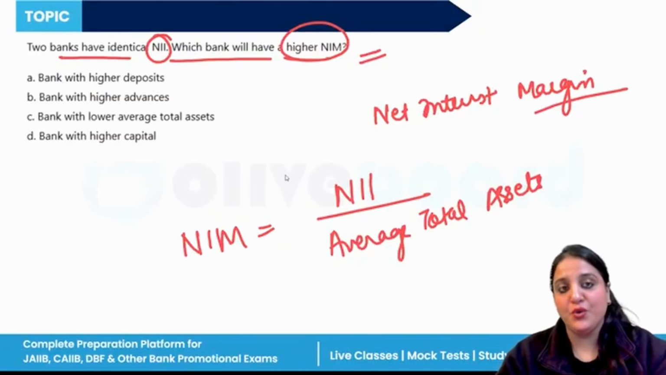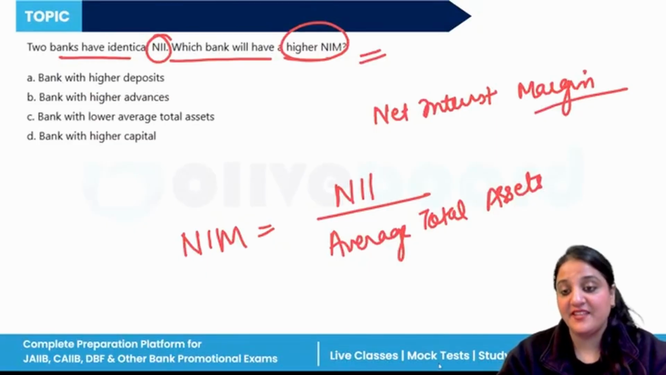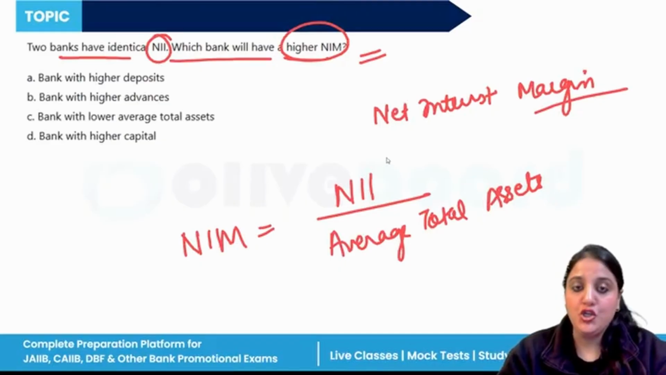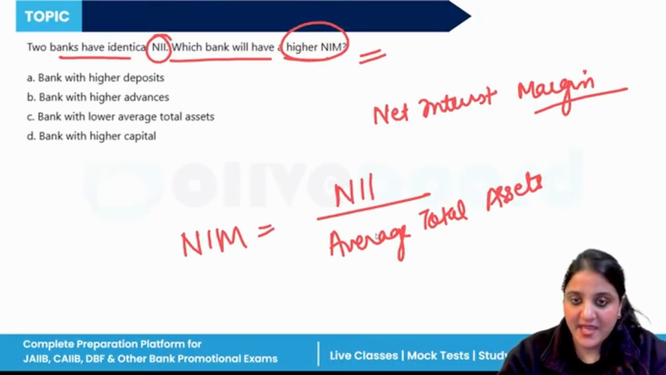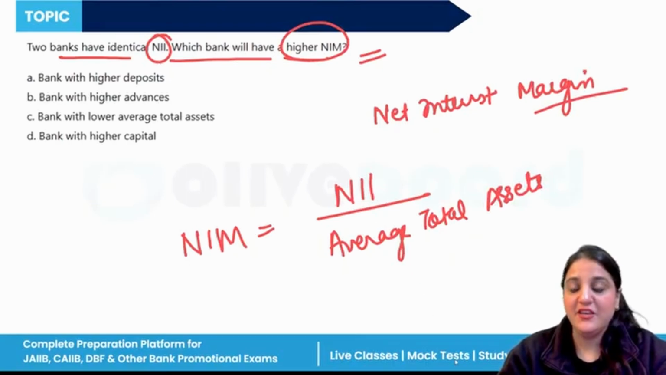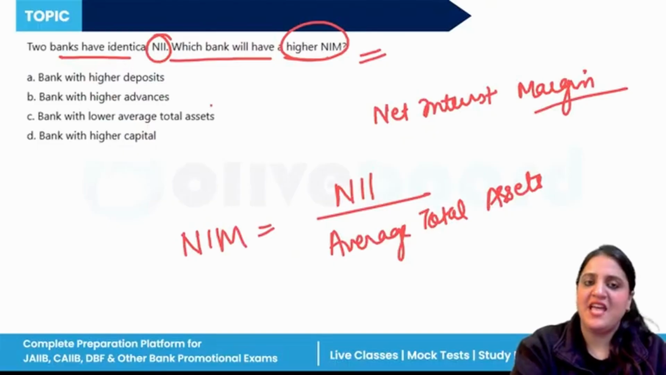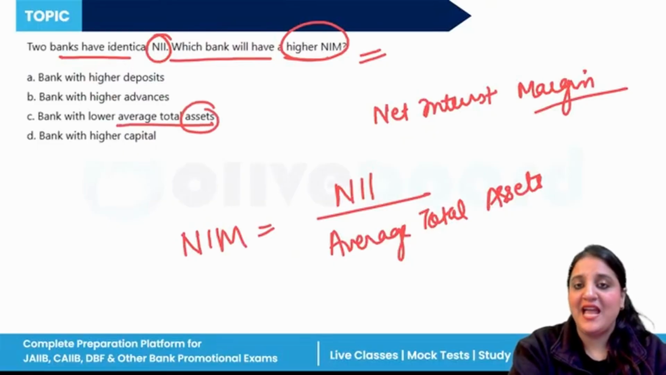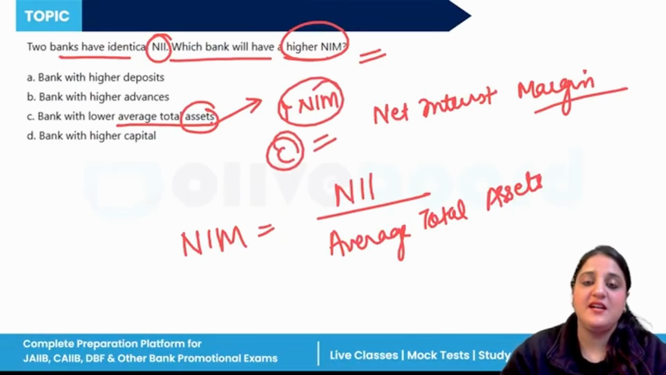So NIM shows how efficiently assets are earning interest. If two banks have identical NII, a smaller denominator increases the NIM. So the bank which has low average total assets will have a higher NIM. So option C is correct here.